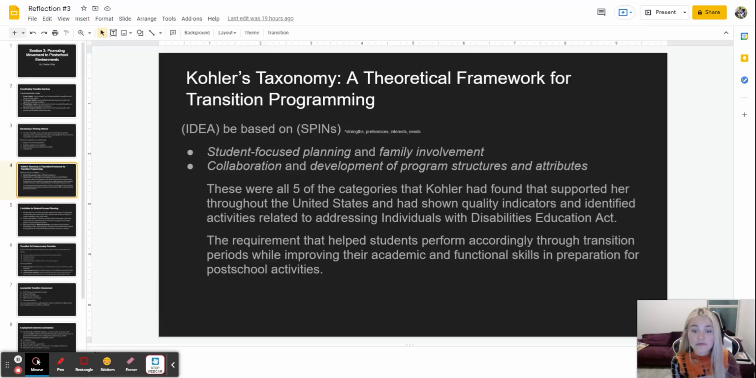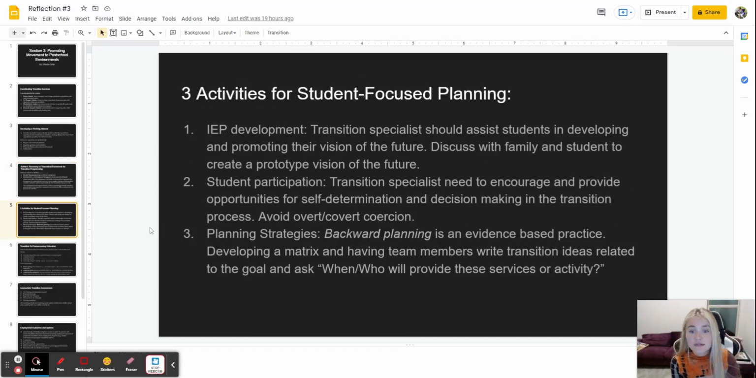These were all five of the categories that Kohler had found that supported her throughout the United States and had shown quality indicators and identified activities related to addressing the Individuals with Disabilities Education Act. The requirement that helps students perform accordingly through transition periods while improving their academic and functional skills in preparation for post-school activities. Three activities for student-focused planning is IEP development.